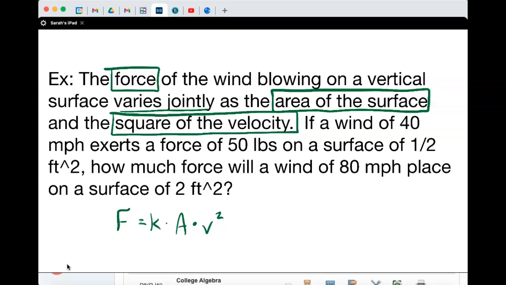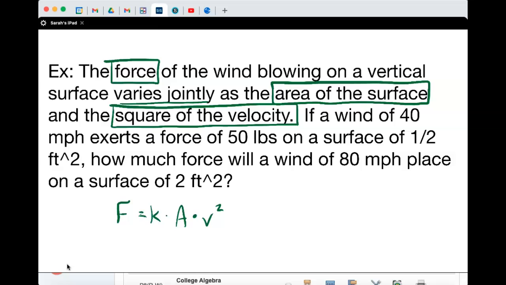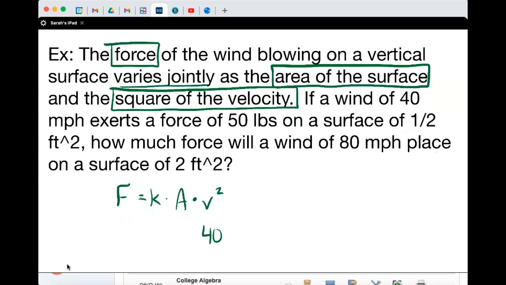So we have a wind of 40 miles per hour. Exerts a force of 50 pounds on the surface of 1/2 feet squared. So does anybody know what 40 miles per hour is representing? Yeah, I would say velocity. Velocity is like a speed, so miles per hour is going to be our v. So that's 40 squared. And then 50 pounds would be the force, and they specify that for us. So then 1/2 is area, because it has a unit that's squared, so that represents area.